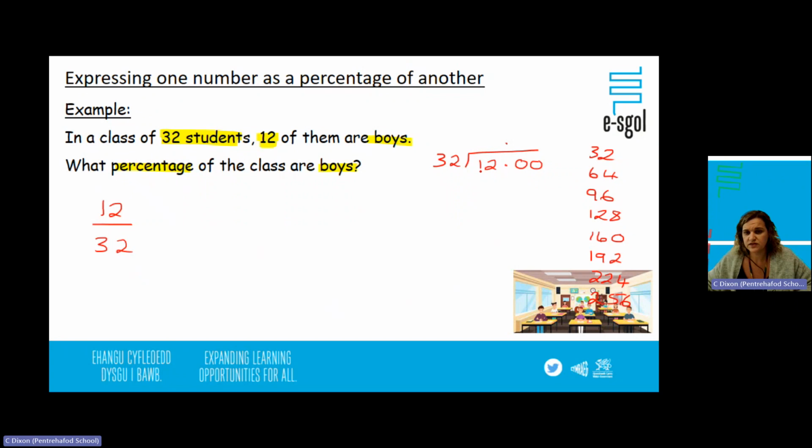Okay, so 32 doesn't go into 12, so I'm going to carry that 12 on. So I've then got how many 32s are in 120. Now I can see from what I've just written down, 128 is there, but that's too big. So I can only have the first 3. So I'm going to have 3 here. Now that got me to 96, which means my remainder up to 120 is 24. So I've now got 240.